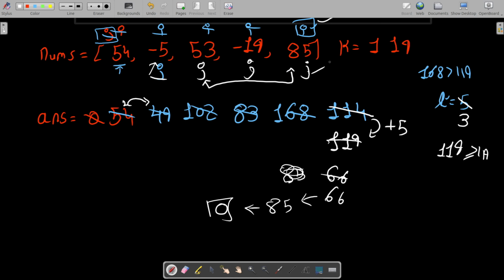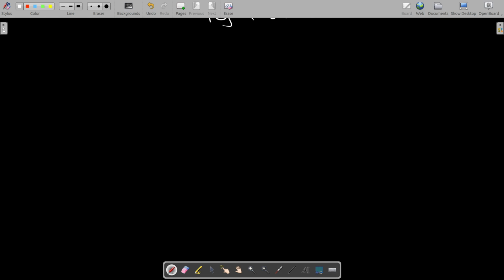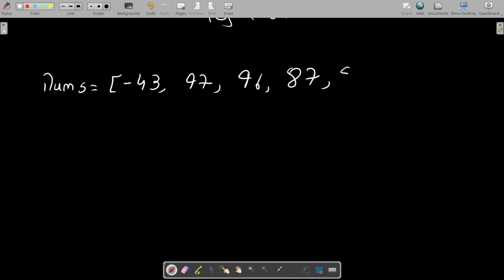So you are thinking that yeah, we could get this answer by adding the negative values and subtracting the positive values as we go from left to right and shrink the window. But I have one counter example as well. Let's suppose our nums is -43, 97, 96, and here is the important part of the video. If you want to understand this question properly, please focus on this.